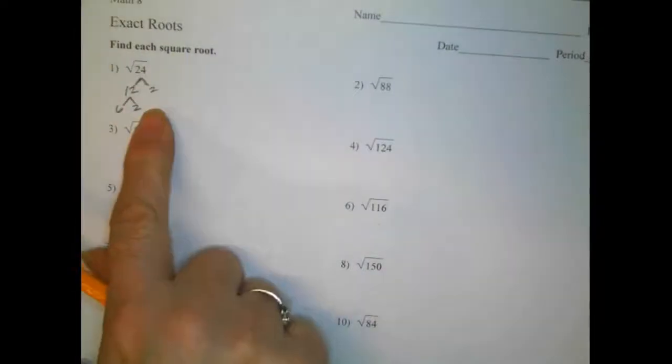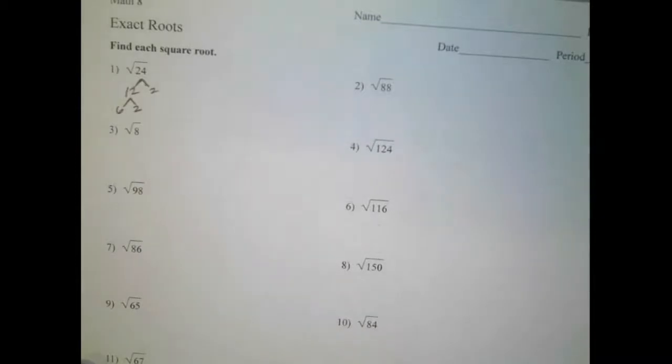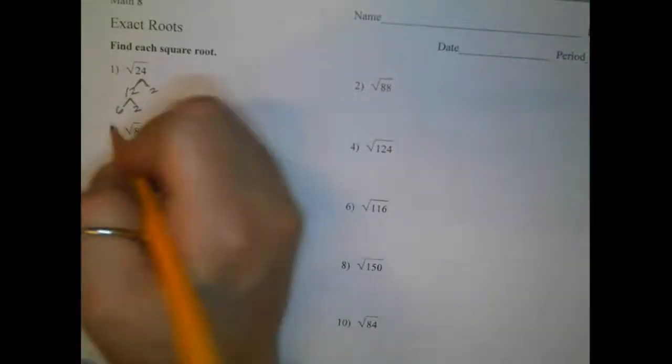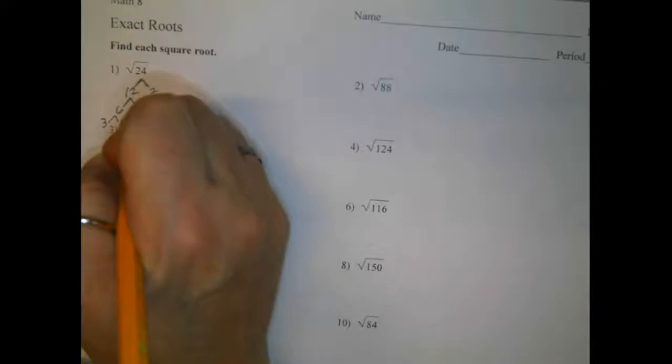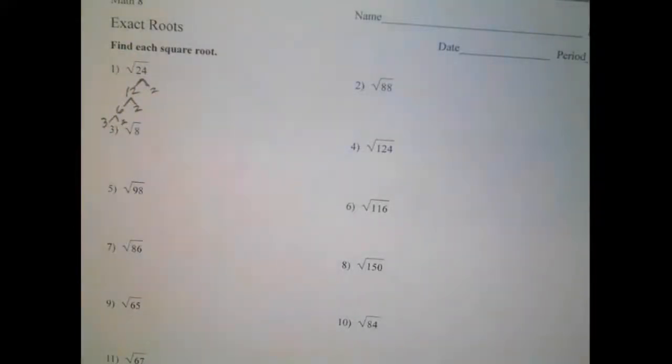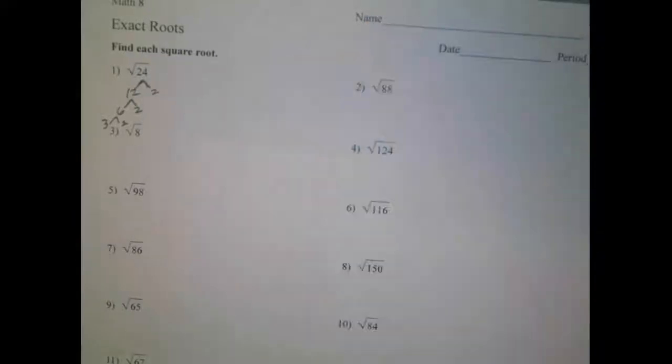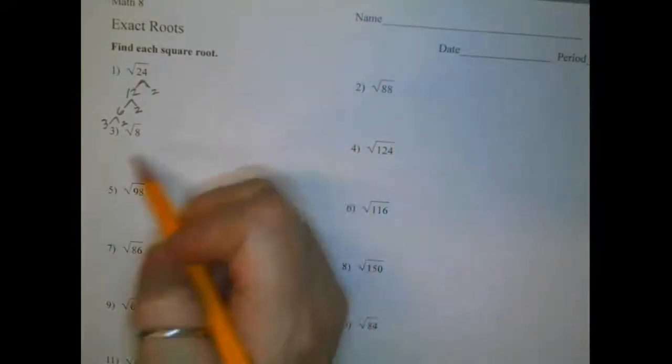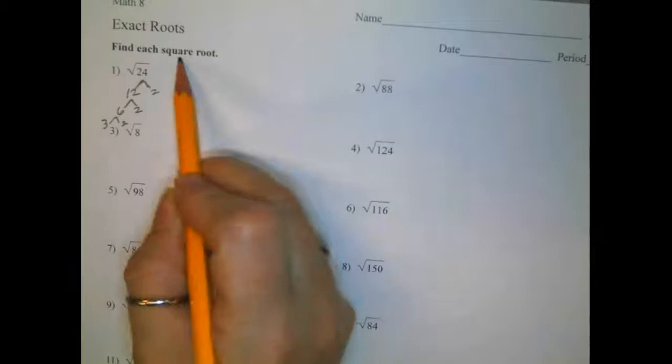Now 2 is done, but 6 I can still factor out. What can I factor it out to? 3 and 2. All right. So now I have my factored out information. I don't think this sheet gives me enough room for that factoring, so you might want to use it over to the right.